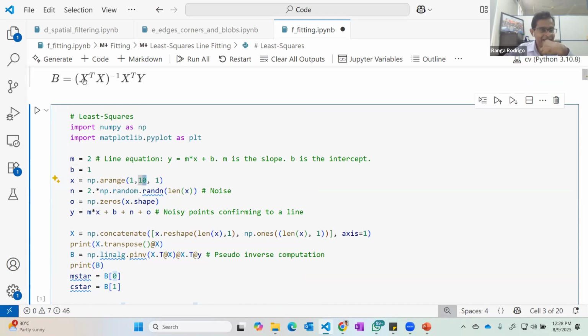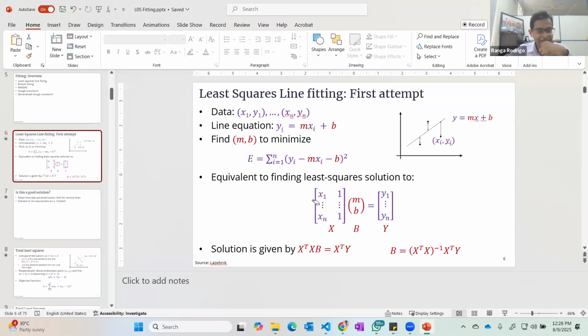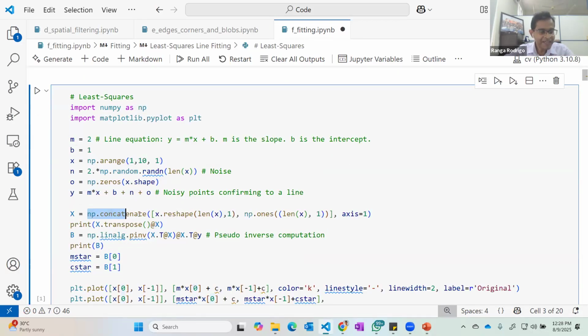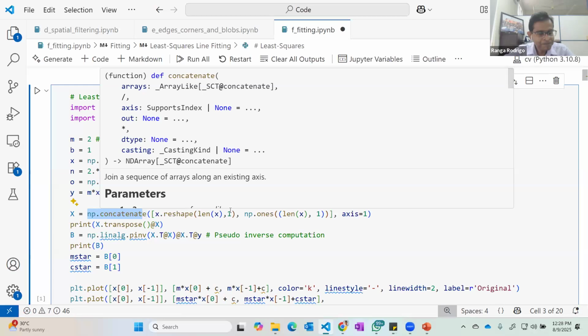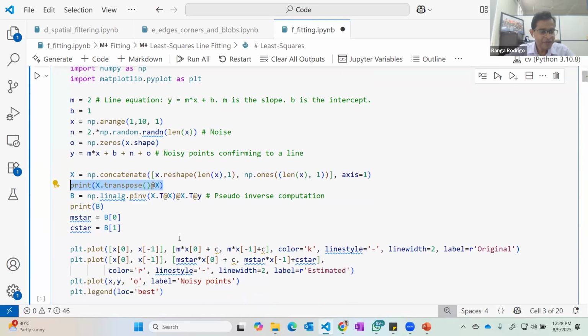Then one thing is this x has to be constructed, right? We saw that x is actually the x column plus a column of ones. So you can see np.concatenate, that is how you put things together: the x reshaped and ones, a column of ones. Now that's done, capital X is there. If you print capital X and X transpose, you will see that matrix.